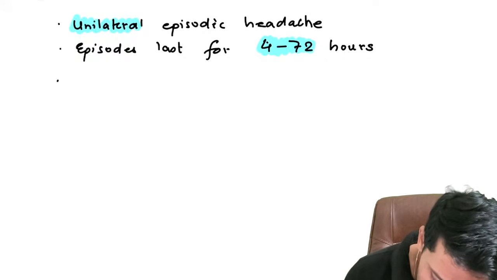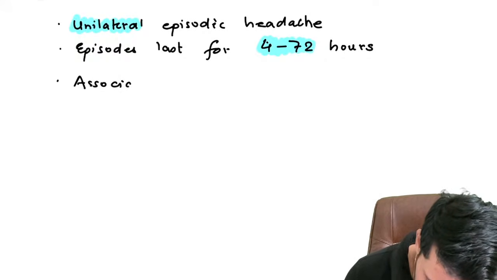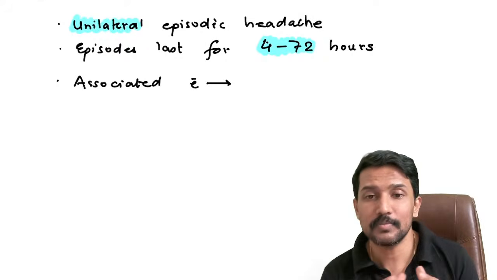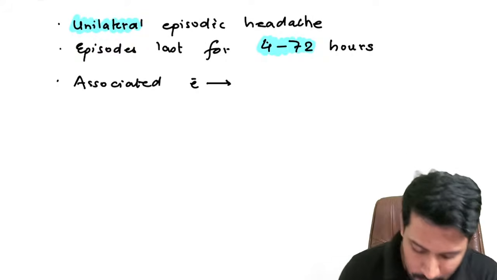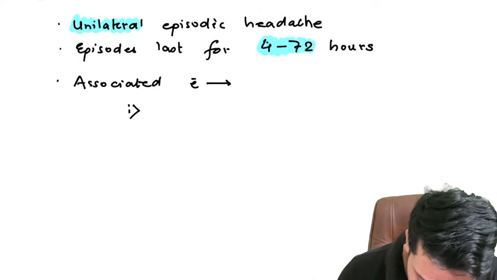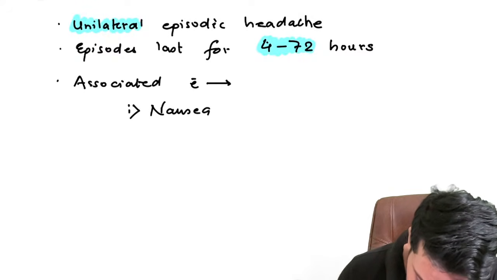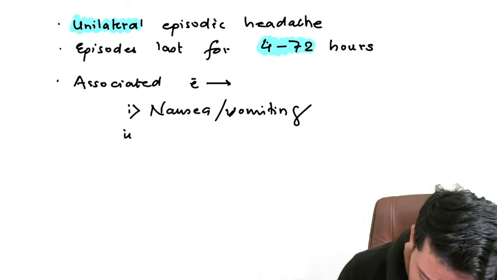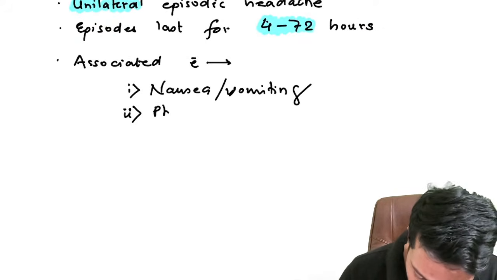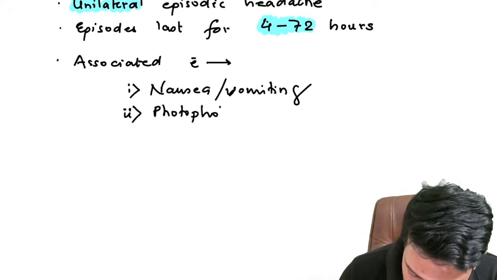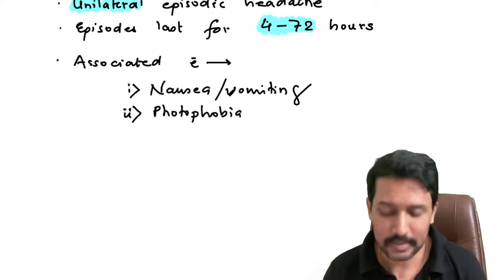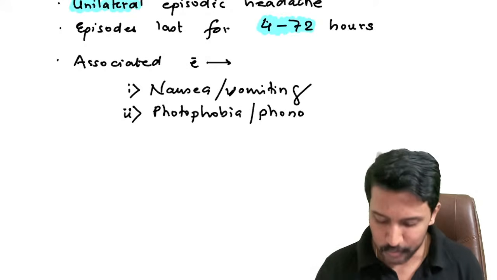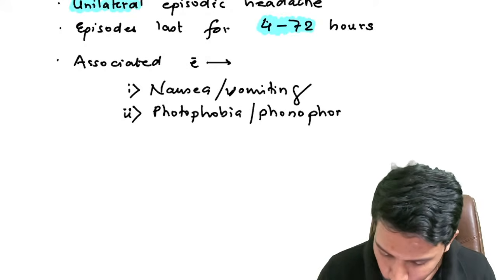And the headaches are often associated with other symptoms. So what are the associated symptoms that we get in migraine patients? The first thing I want you to mention is nausea and vomiting. The second one is that they often have photophobia, that is intolerance to bright light, and phonophobia, that is intolerance to loud sounds or noises.